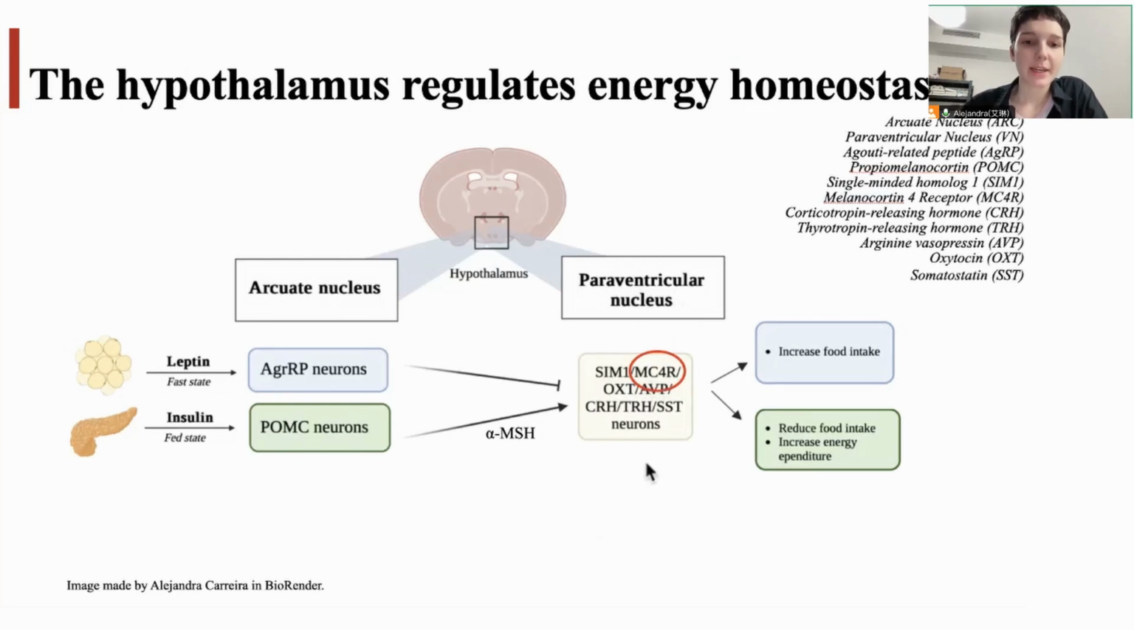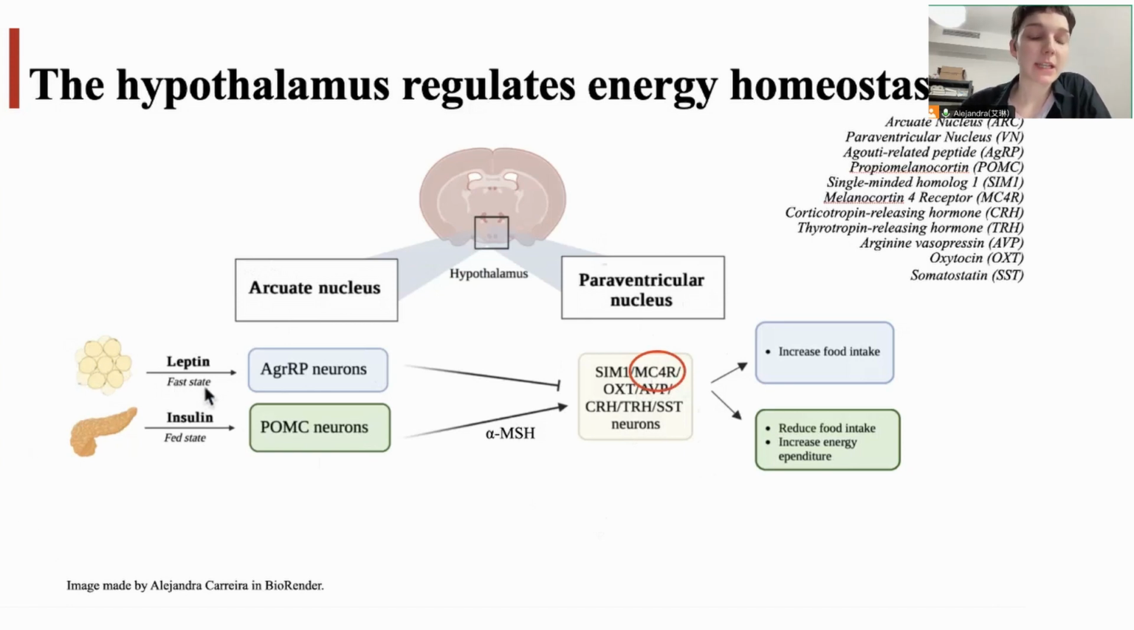So the arcuate nucleus in general controls food intake and metabolism, among other functions, and the paraventricular nucleus is also related to these functions, but it's also relevant to point out that it constitutes one of the principal motor output systems of the hypothalamus. So let's go back a little bit.